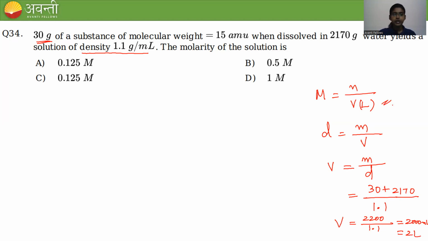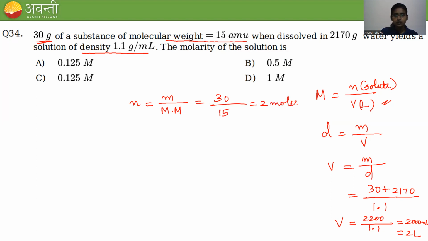And now we have to find the number of moles. The number of moles can be calculated from the mass by molar mass formula, right? The mass of the substance is the solute, so its mass is 30 divided by the molar mass, which is also given. The molecular weight is given here as 15 AMU. So 30 divided by 15 gives 2 moles, right?